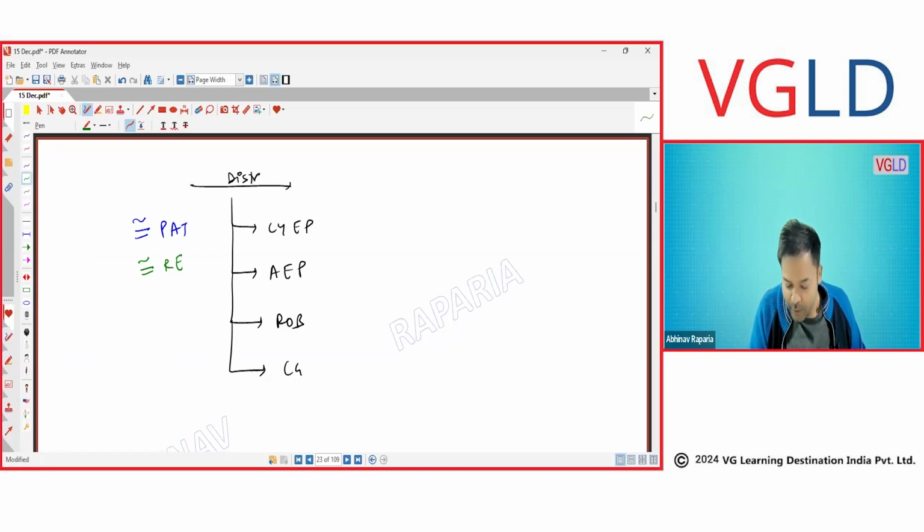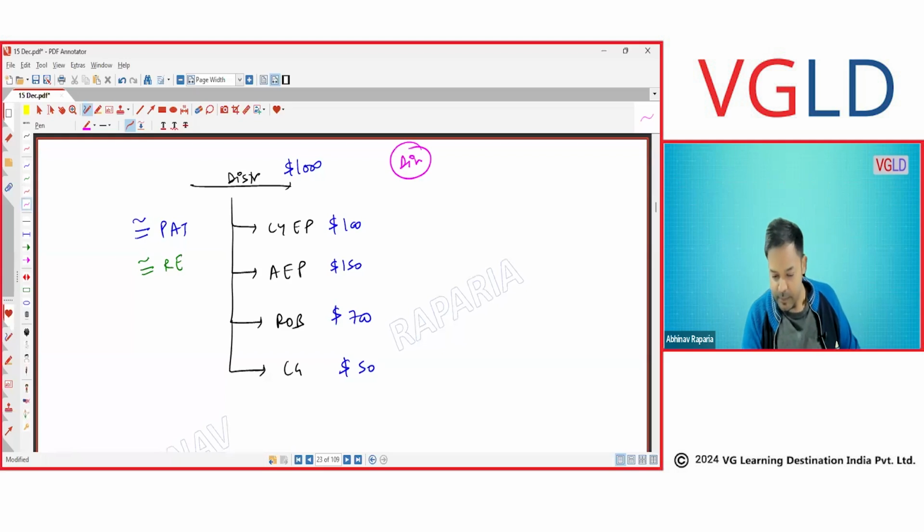Out of that, let's say I'm doing the distribution of 1,000 and this is coming, let's say 100, 150, 250, 700, 250, 700, 50. How much is my dividend, everyone? What is my dividend here? Correct. Dividend is only these two, this and this, 250. Is this 700 going to be taxable, guys? No, it is not going to be taxable.